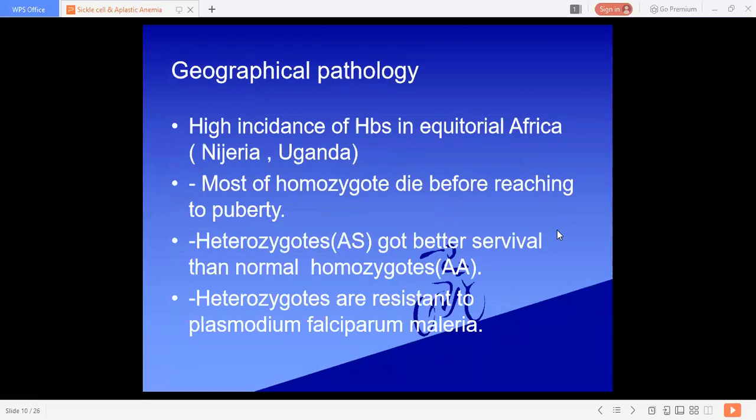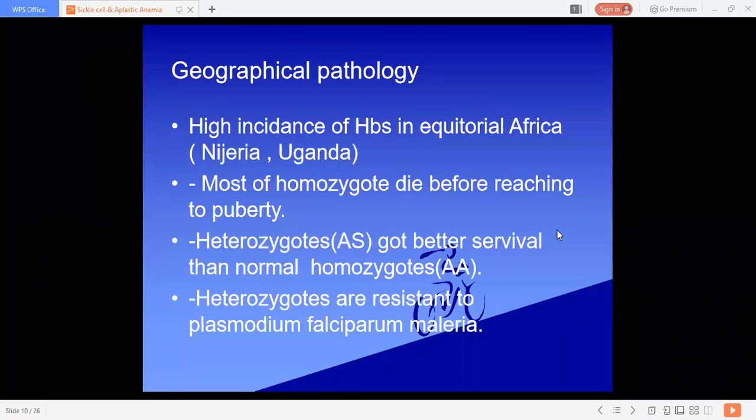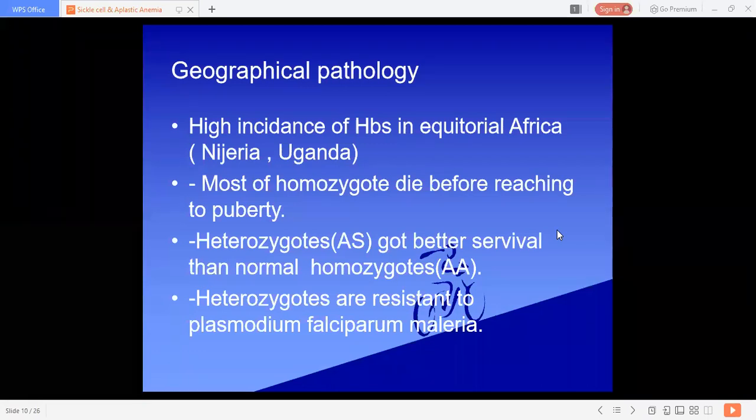Now what is the geographical pathology? There is a high incidence of this abnormal hemoglobin S mostly in equatorial Africa, that is Nigeria and Uganda. Most of the homozygotes die before reaching puberty.